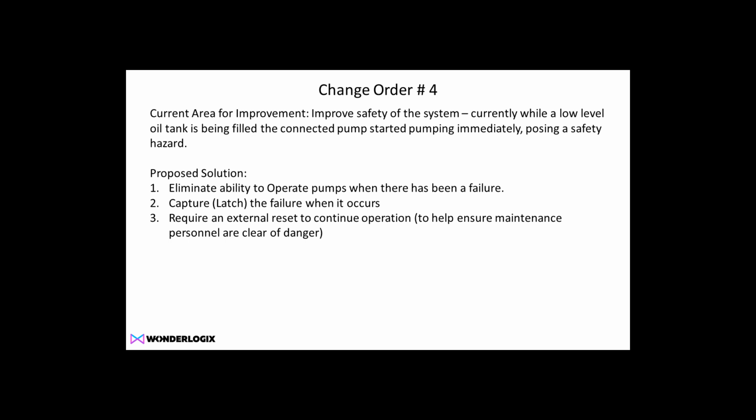So what we want to do is force the system to not be able to operate if there's been a failure until somebody sends a reset signal. Like they're out of the way, they can send a reset signal. So even if the level becomes okay again by filling the oil tank, we need a way to capture that failure state. So we're going to latch that failure until someone presses a reset in order to unlatch it and let the system operate again. So let's see how we can do this.